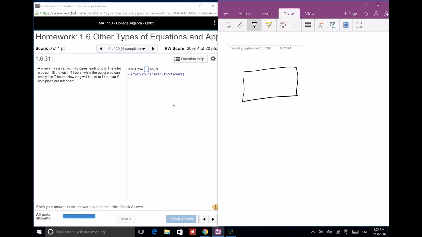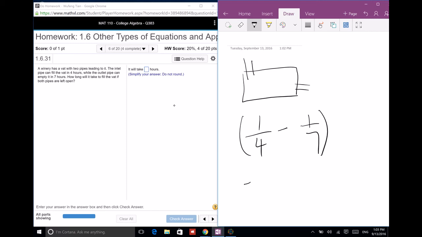Okay, so basically, the inlet pipe can fill the vat in 4 hours. So in 1 hour it can fill 1/4, right? And the other one can empty 1/7. So if you keep both of them open, then you go 1/4 per hour in, and the other one goes out 1/7. So you only have 1/4 minus 1/7 remaining per hour to get into the vat.